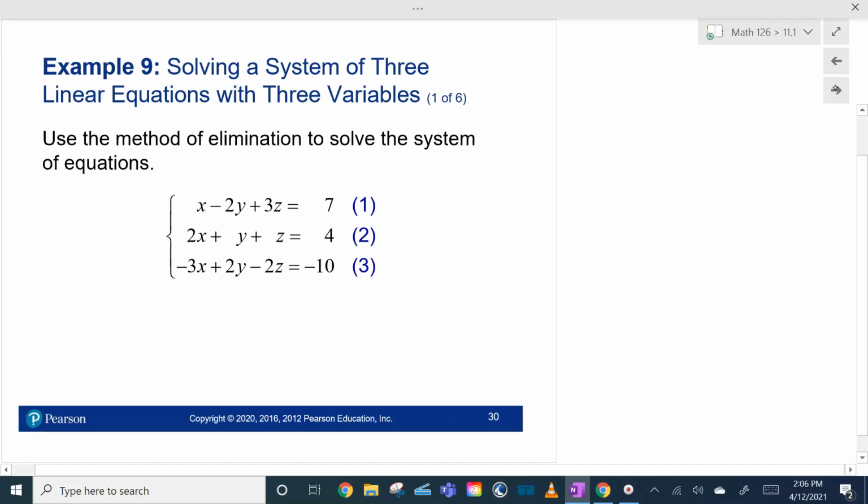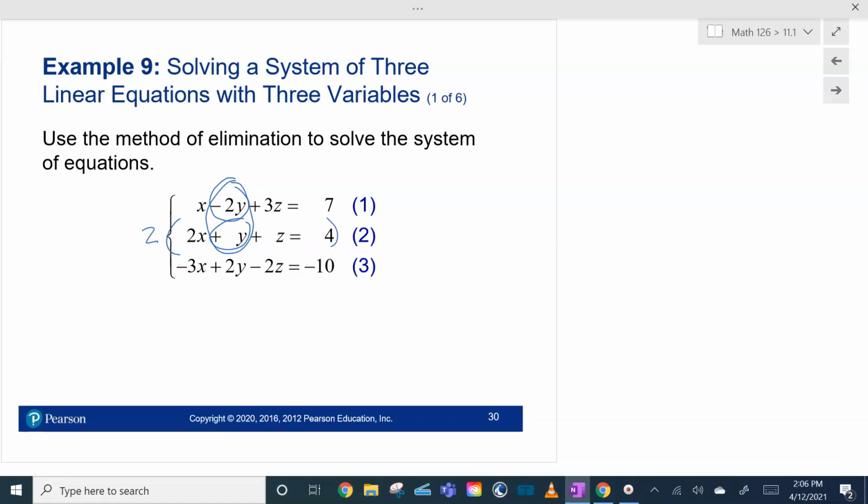Okay, so let's go ahead and use elimination to solve this system of equations here. What I'm going to do first is take equations 1 and 2, and I'm going to get rid of the y's. Up here I have negative 2y, so I need this to be 2y. So I'm going to multiply this equation by 2.